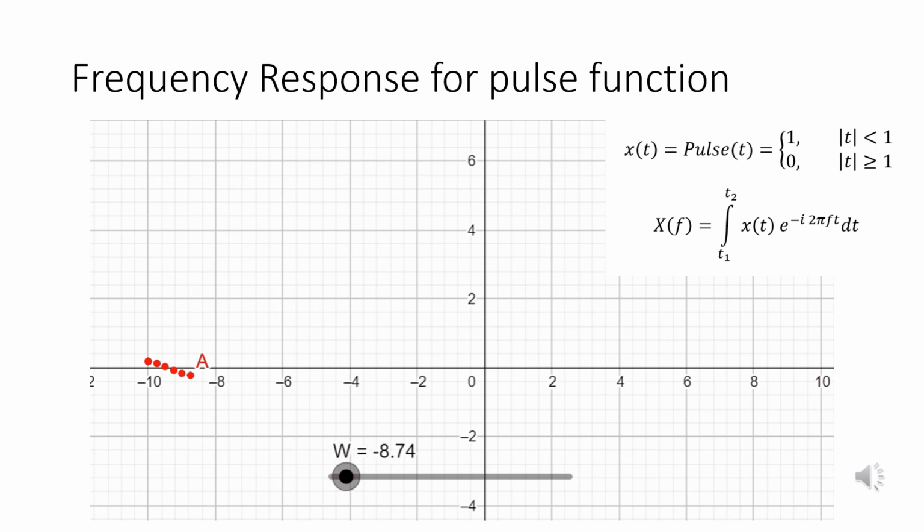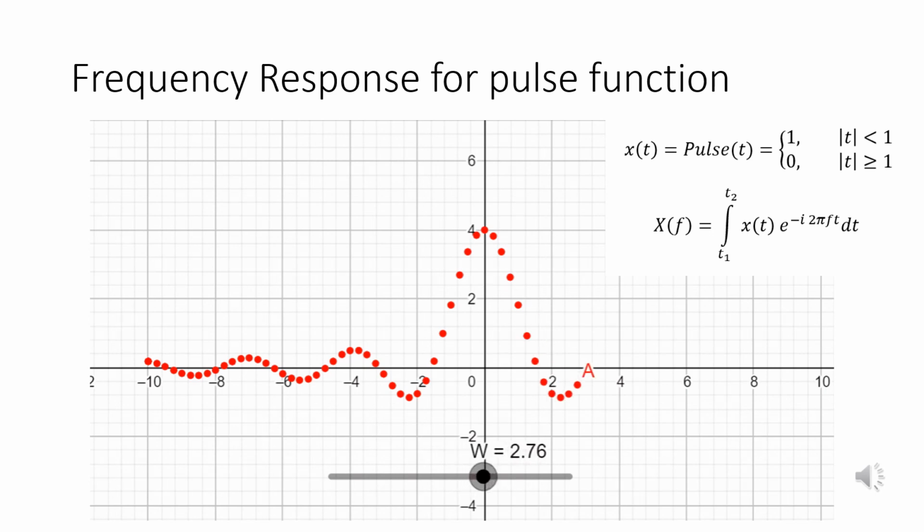The frequency response for the pulse signal produces the sinc function. The narrower the pulse signal, the wider the sinc response will be. On the other hand, the wider the pulse signal, the narrower the sinc function will be.